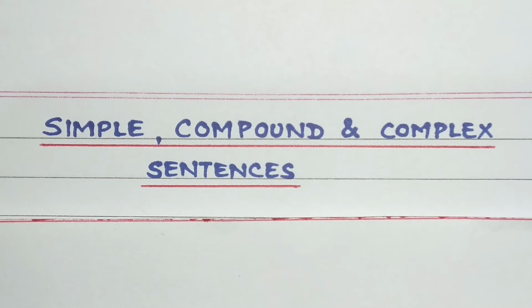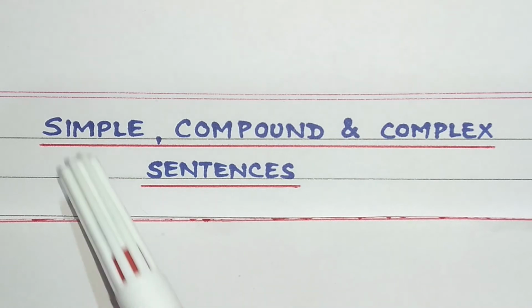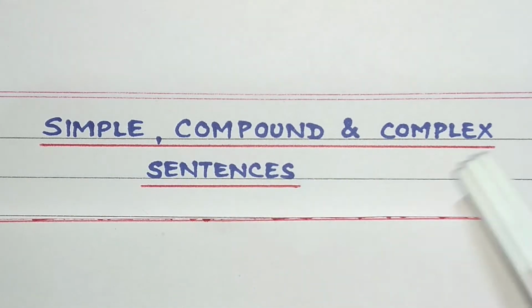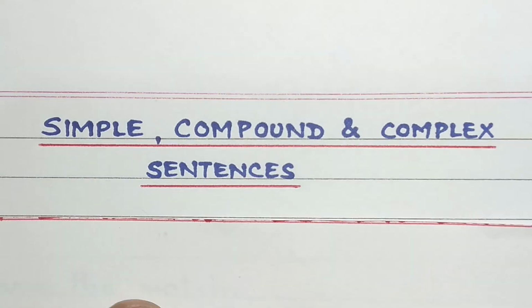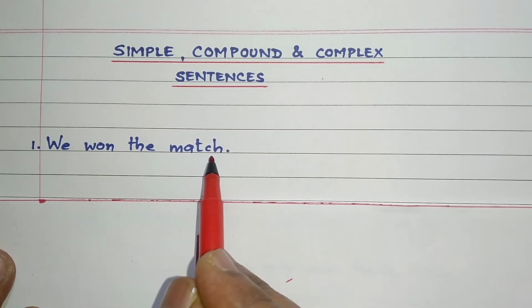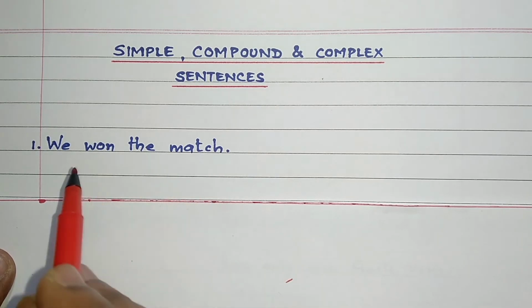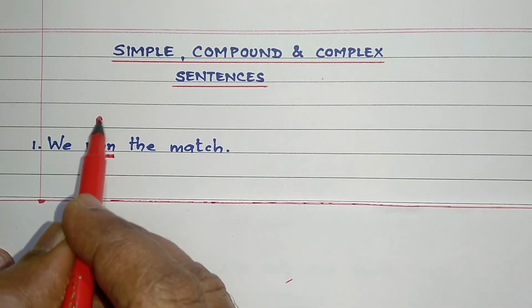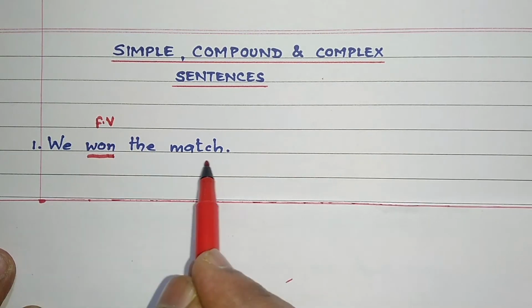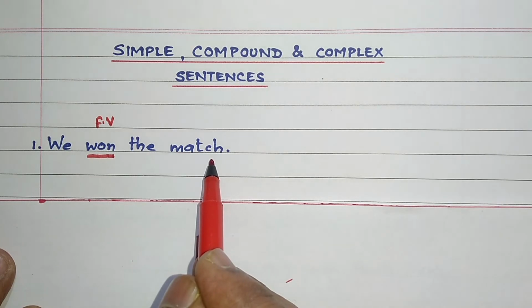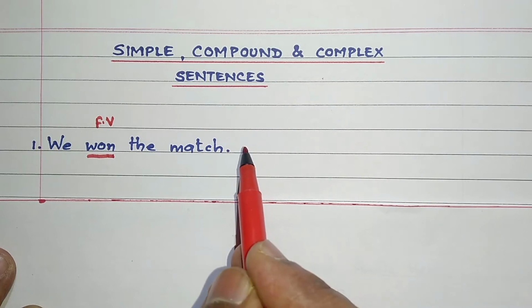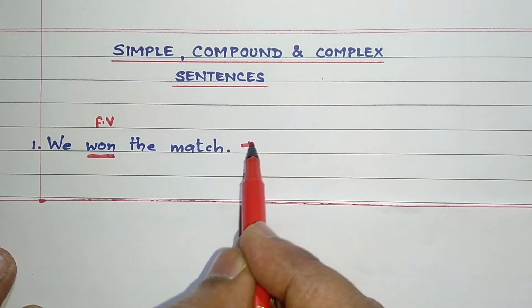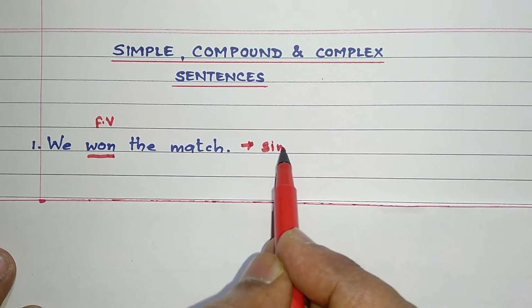Friends, today we are going to learn about simple, compound and complex sentences. Let's begin with the basics. We won the match. Here, won is the finite verb. So the sentence contains only one finite verb. Such a sentence which contains only one finite verb is called a simple sentence.